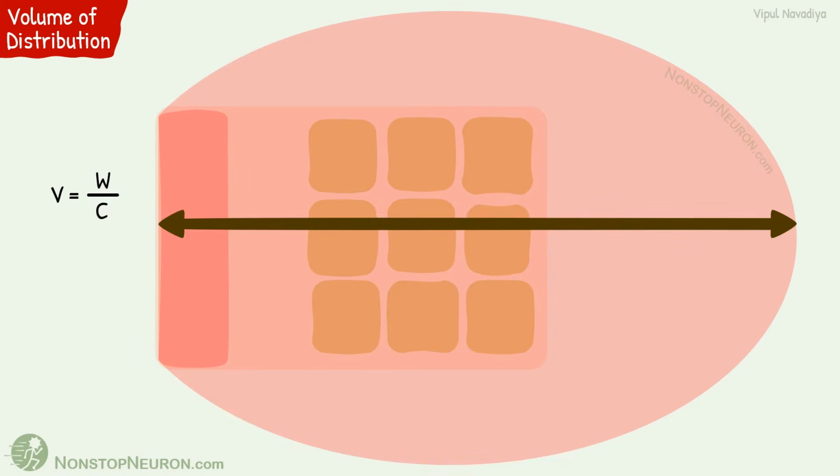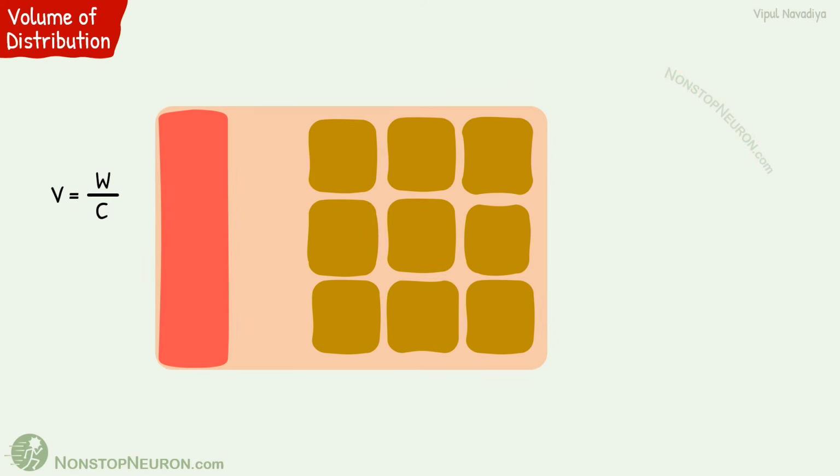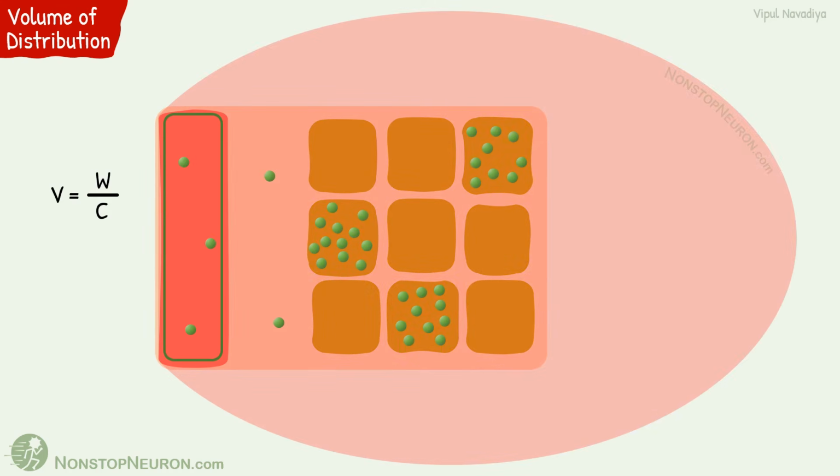Sometimes you get a volume of distribution far more than the total body volume. For example, chloroquine. Its volume of distribution is about 15,000 liters. Yes, I'm saying 15,000. How is it even possible? Let me explain. Chloroquine has high affinity for some cellular components. So when you give chloroquine, it gets concentrated in cells of the liver, spleen, kidney, etc. Because of this, plasma concentration would be very low. And when you put this very low value in the equation, you get a volume that is very large.